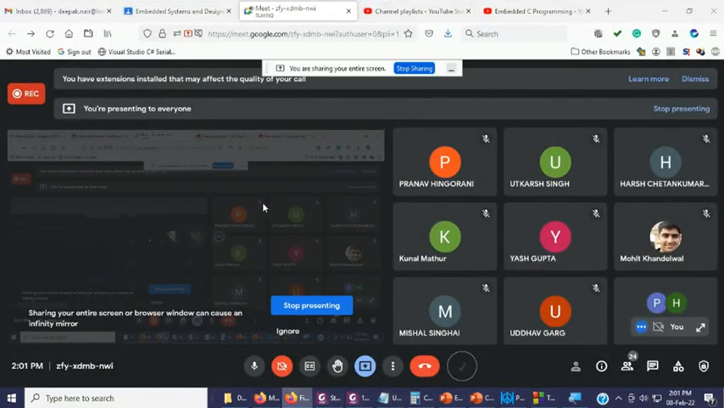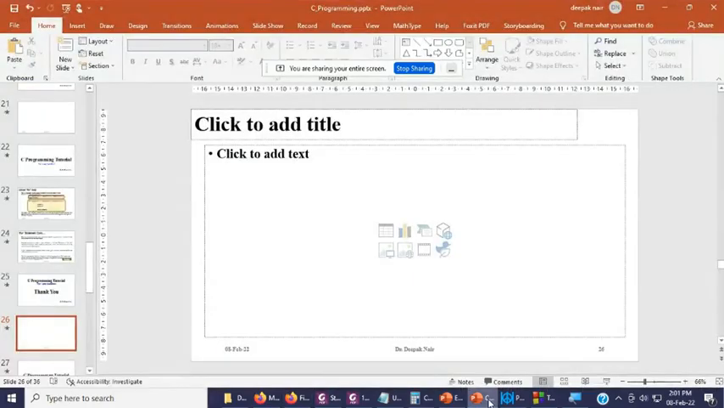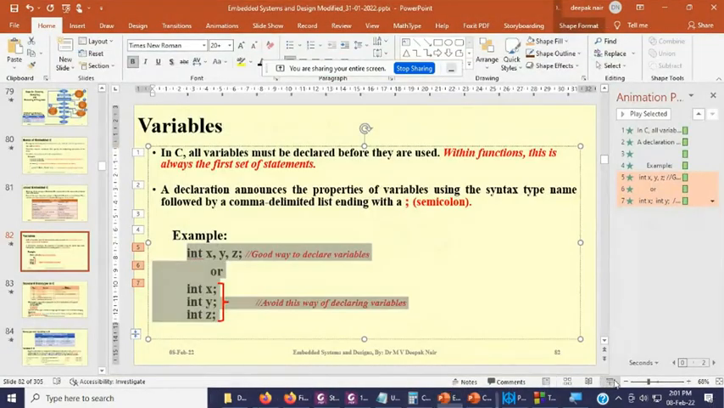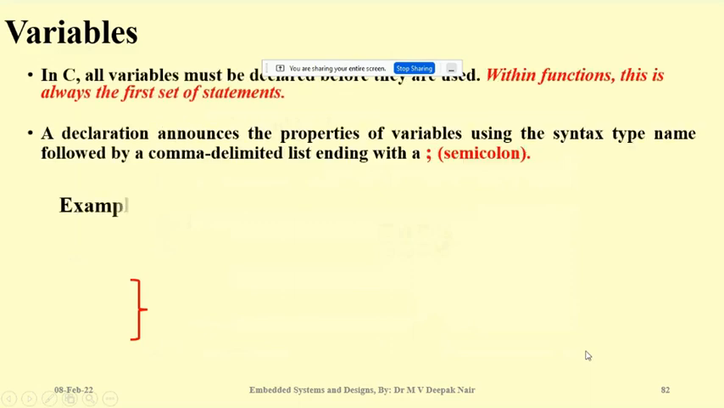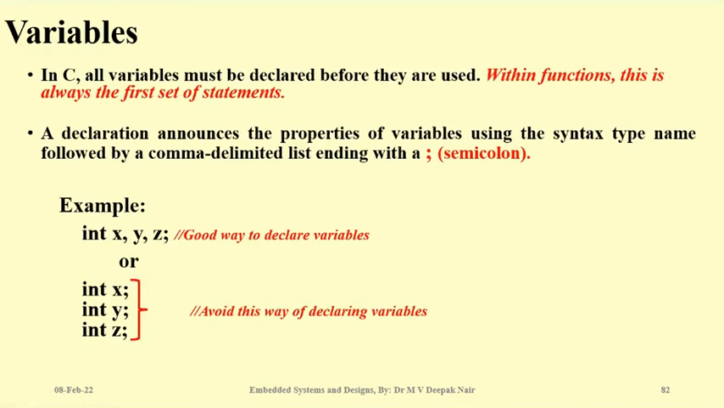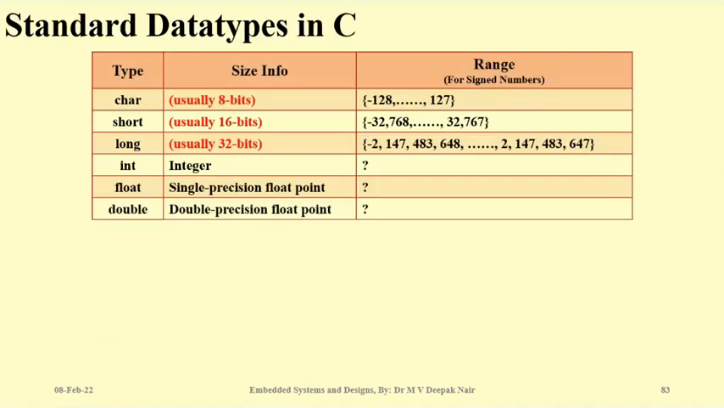Wait a second. Okay, this was done. I hope you can see my screen. Prefer to use this kind of declaration, X comma Y comma Z in one go, rather than using 3 or 4 lines, because it will just increase the space of your program. Okay, done. Next, standard data types in C.